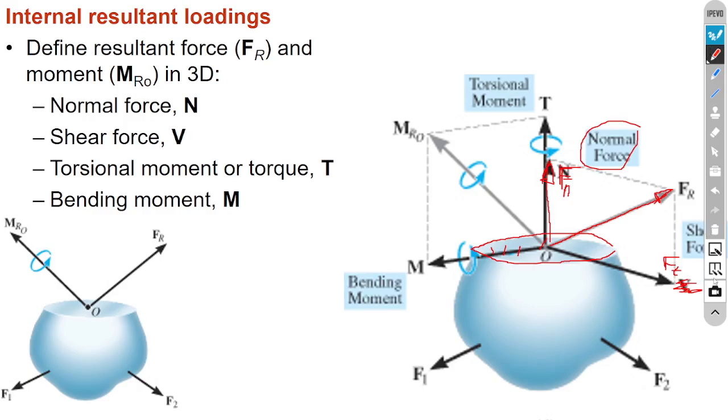How about the turning effects of the atomic bonding forces? The resultant turning effect is here, the resultant moment. Its normal component is called torsional moment. Its tangential component is called bending moment. Okay. Well, these are the atomic bonding forces and their turning effects, moments.